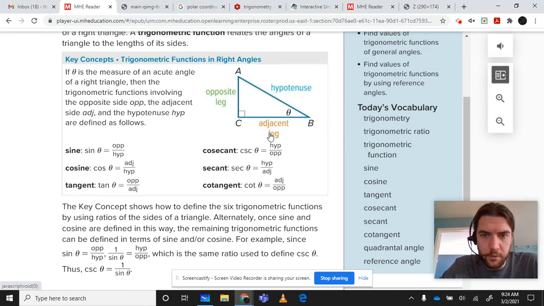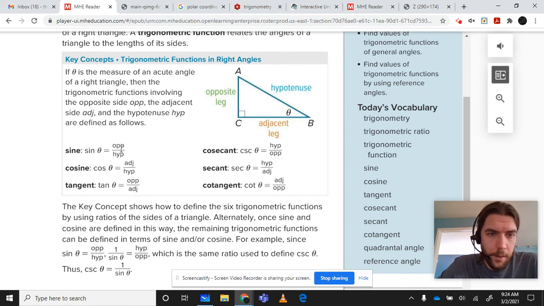So opposite over hypotenuse, over here we have hypotenuse over opposite. Adjacent over hypotenuse, hypotenuse over adjacent. Opposite over adjacent, adjacent over opposite. Now these are just saying the same thing, but they're saying the ratio from the other one's point of view.